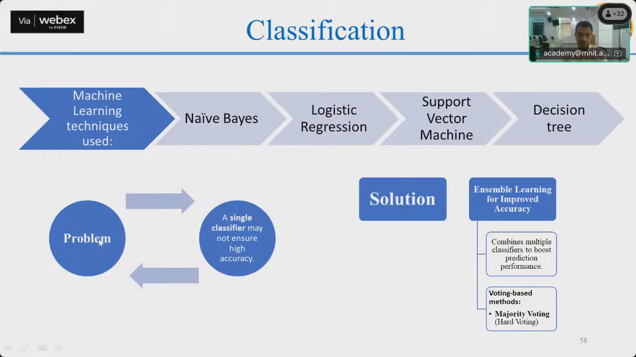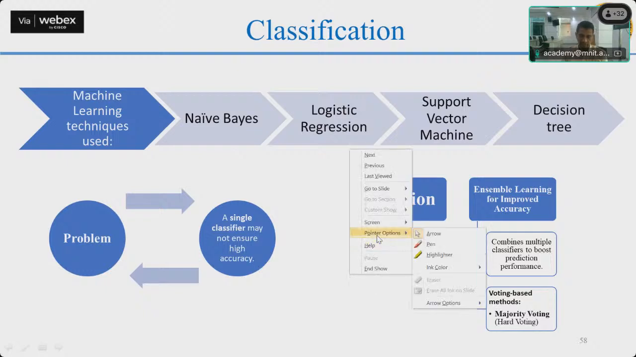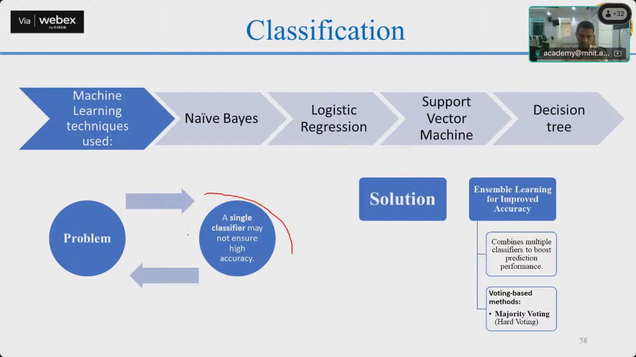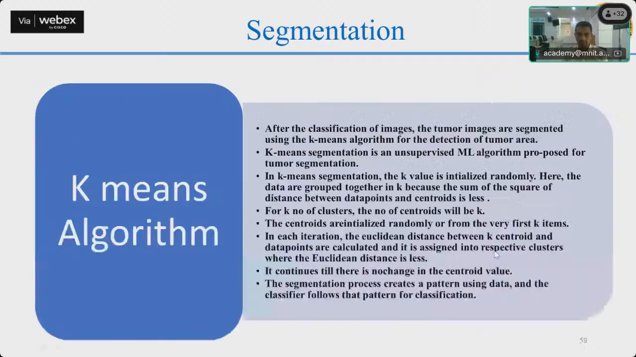But what we are saying here is that a single classifier may not ensure higher accuracy. This is the key thing. So ensemble learning is a combined learning: combine multiple classifiers to boost prediction performance. How? Majority voting, vote weighting. And what do we use for the segmentation? Segmentation we use is the k-means algorithm.